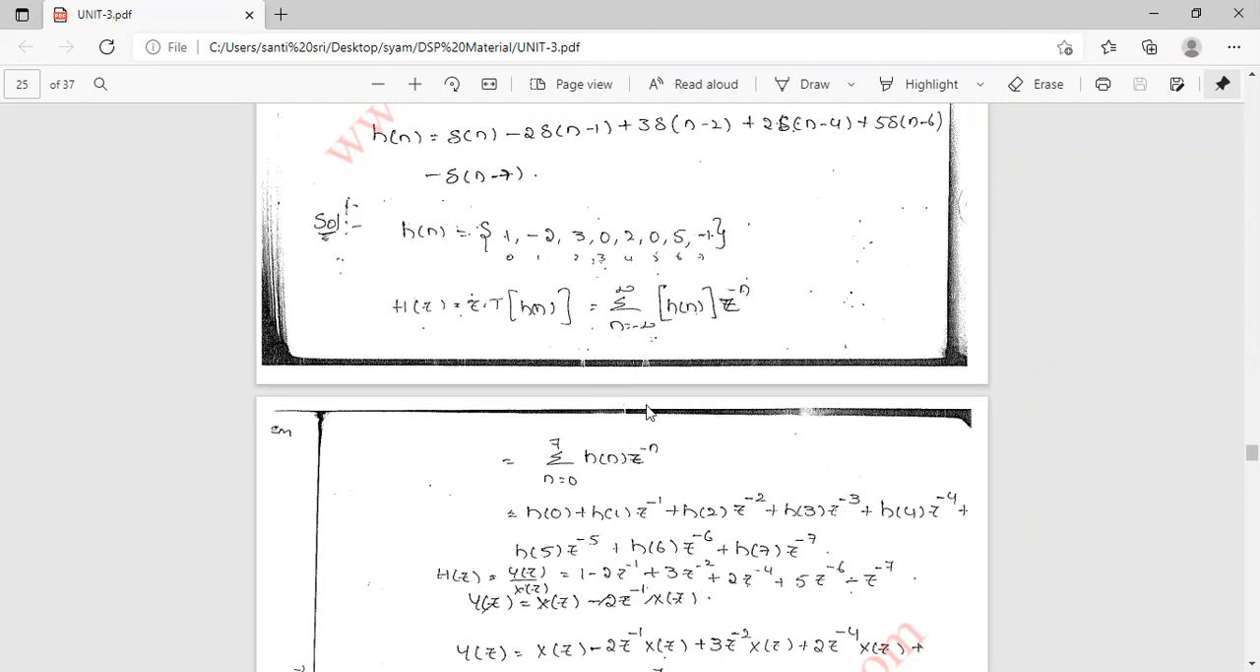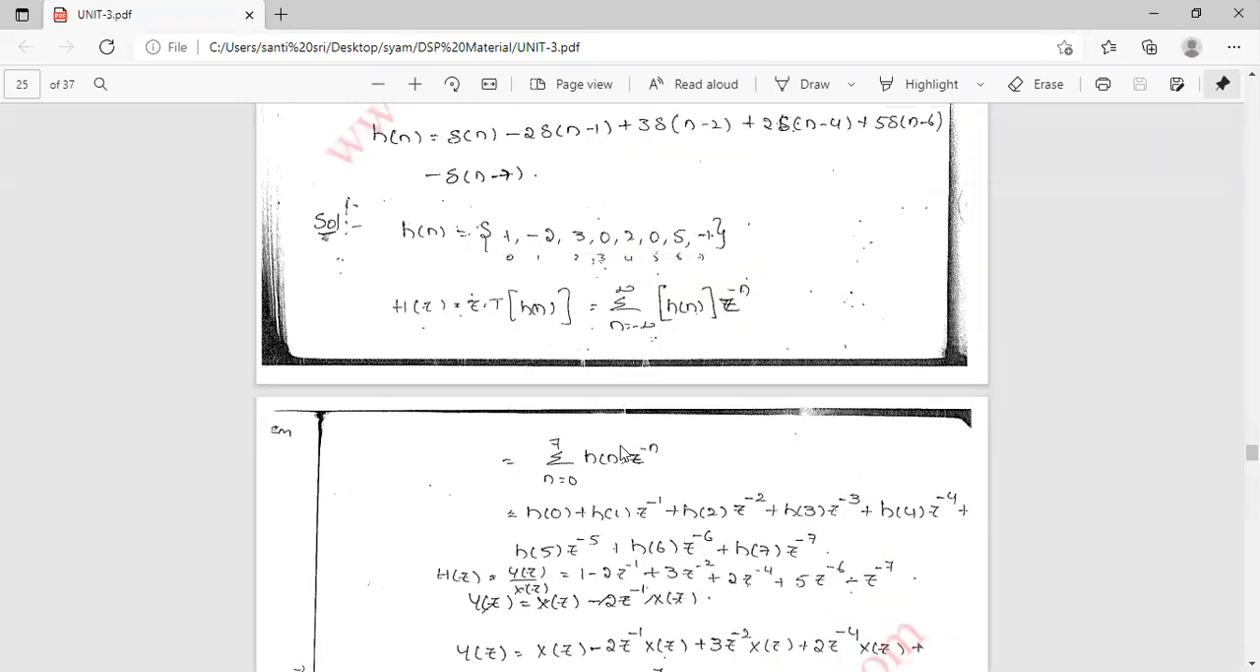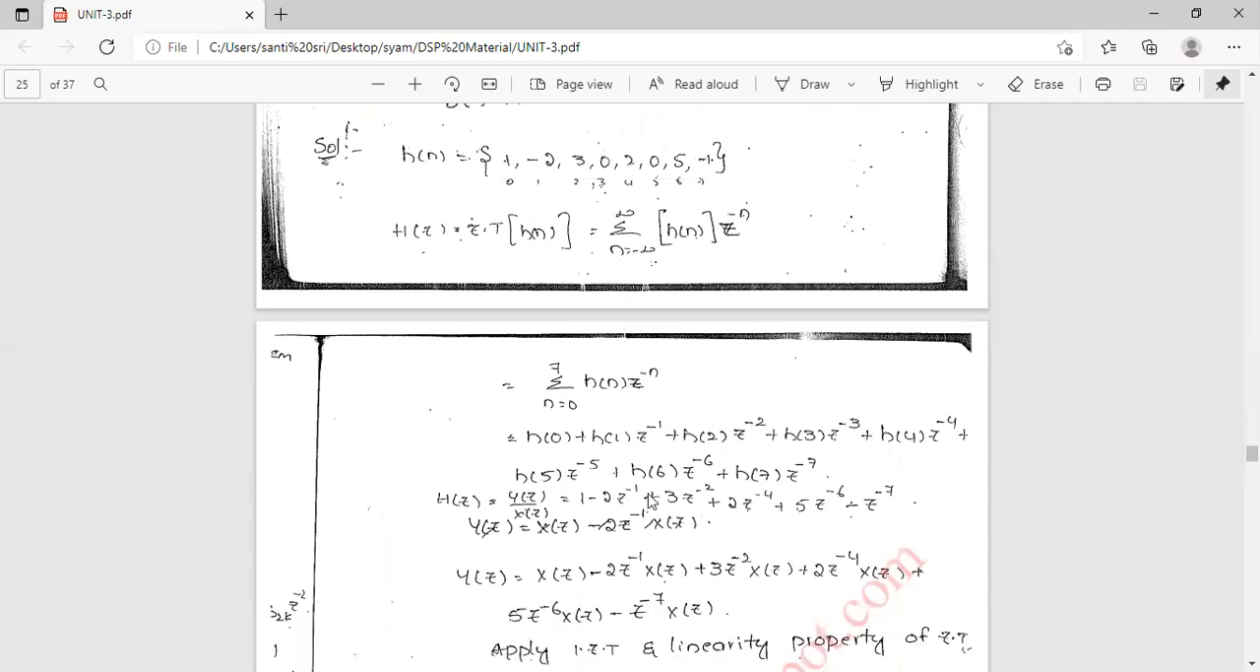So this will become h(0) plus h(1) into z power minus 1 plus h(2) into z power minus 2 plus h(3) into z power minus 3 plus h(4) into z power minus 4 plus h(5) into z power minus 5 plus h(6) into z power minus 6 plus h(7) into z power minus 7. But H(z) equals Y(z) by X(z), that is given as 1 minus 2 z power minus 1 plus 3 z power minus 2 plus 2 z power minus 4 plus 5 z power minus 6 minus z power minus 7.